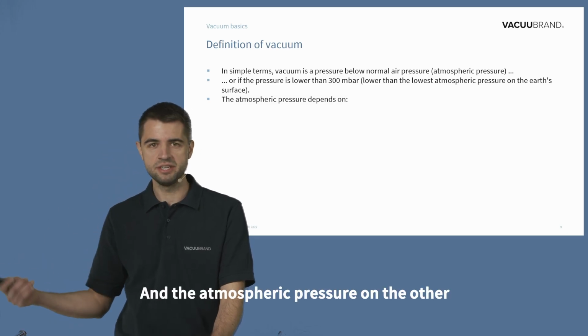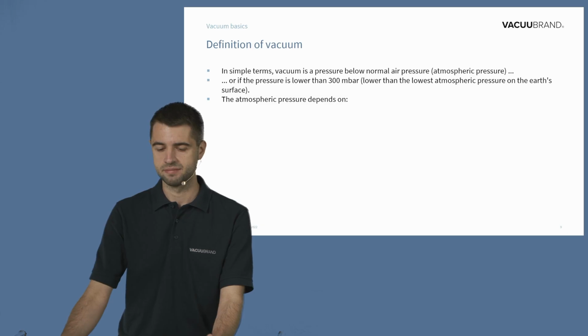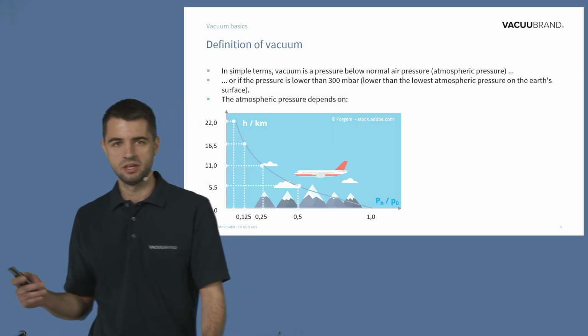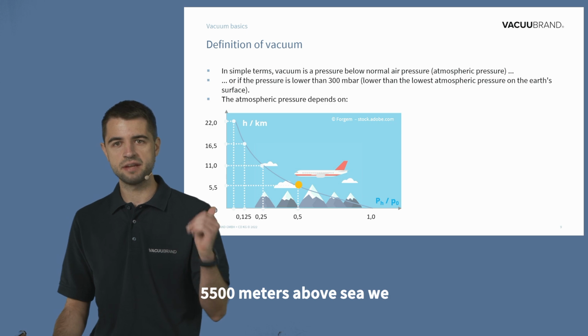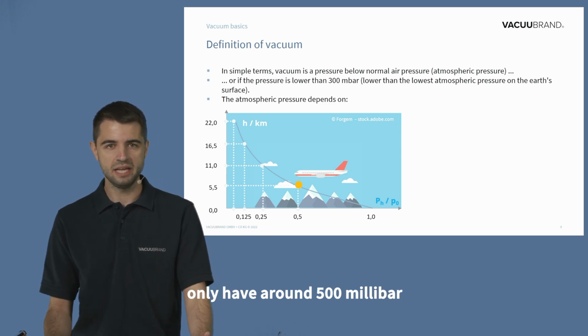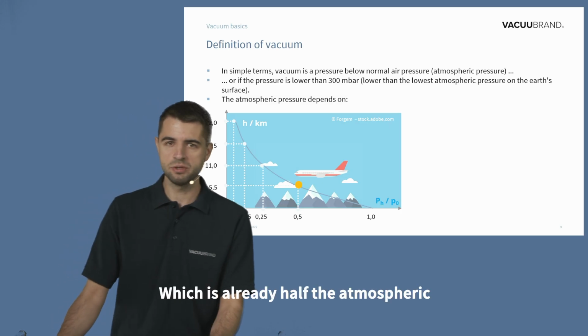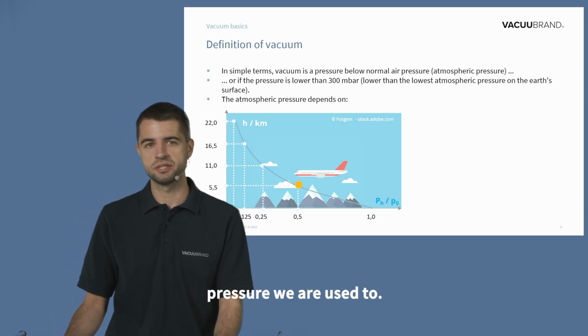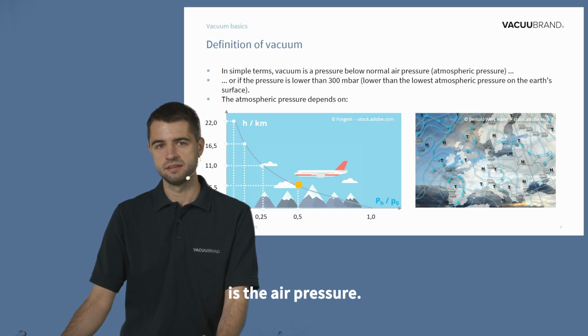And the atmospheric pressure, on the other hand, depends largely on 2 factors. The altitude. On this picture, we can see at a level of 5,500 meters above sea, we only have around 500 millibar of atmospheric pressure, which is already half the atmospheric pressure we are used to. And the second factor is the air pressure.